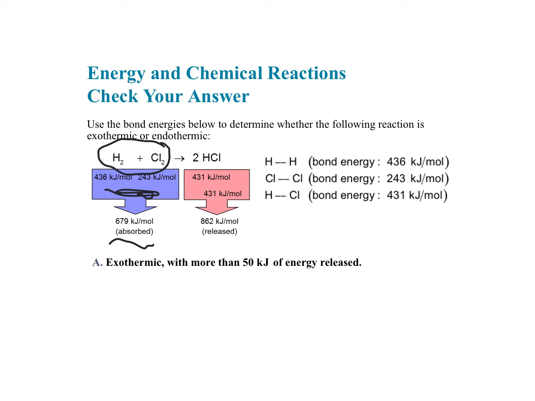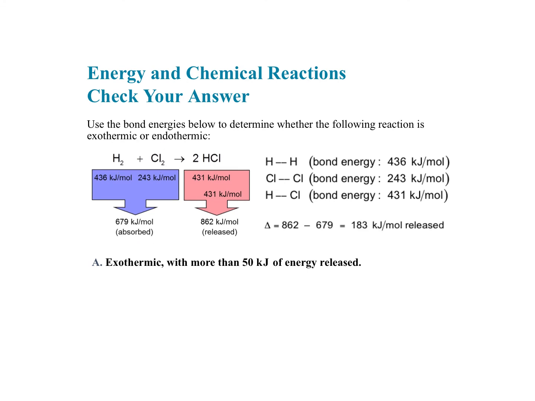Now, when the products are formed, we have 862 kilojoules per mole released. So that means there's actually an excess of energy over on the right-hand side. And if you have two things reacting and they make products with extra energy, we know that's characteristic of an exothermic reaction. So that's how we know the reaction is exothermic. The next thing we want to understand is how do we know that more than 50 kilojoules of energy will be released? Well, we just take the numbers.